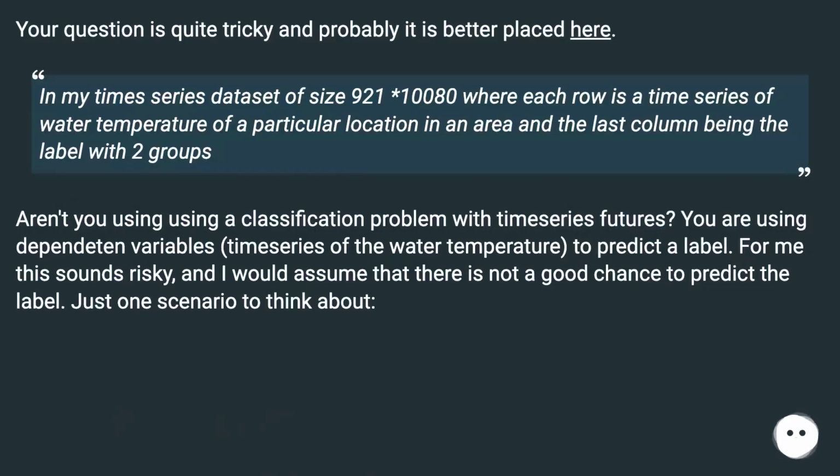Your question is quite tricky and probably it is better placed here. In my time series dataset of size 921*10080, where each row is a time series of water temperature of a particular location in an area and the last column being the label with two groups. Aren't you using a classification problem with time series features? You are using dependent variables, time series of the water temperature, to predict a label. For me this sounds risky, and I would assume that there is not a good chance to predict the label. Just one scenario to think about.